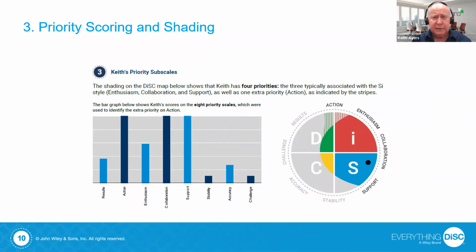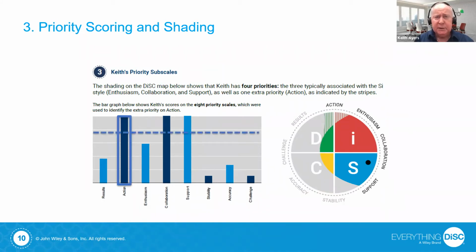And so this scale here is up to 100%. You can see I scored 100% on collaboration and support, which are the two priorities closest to my dot. So I was allocated those anyway. Everybody's allocated 3 automatically. All right. Now, I was also allocated enthusiasm, and as you can see, I've scored just below 60% on that. So it's not really all that important. It's still important, but not as important as the other 2. But then I've also scored 100% on action. And that's why I've got the striped shading.